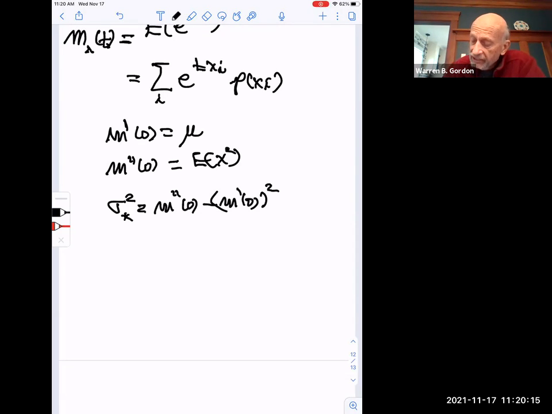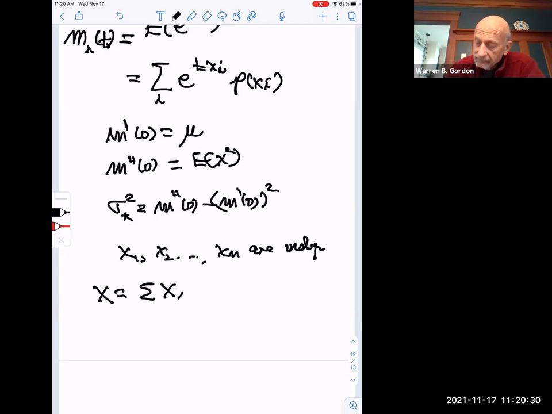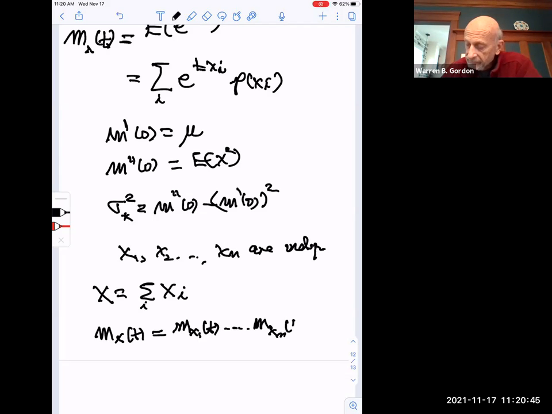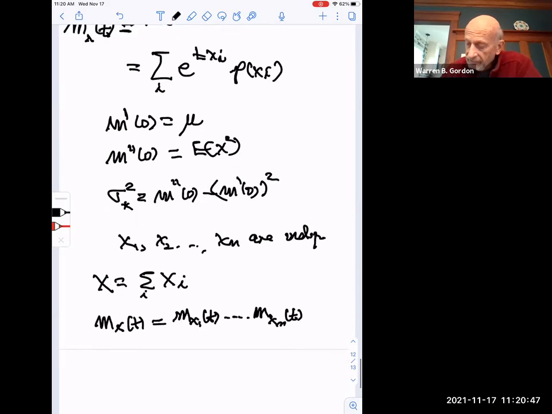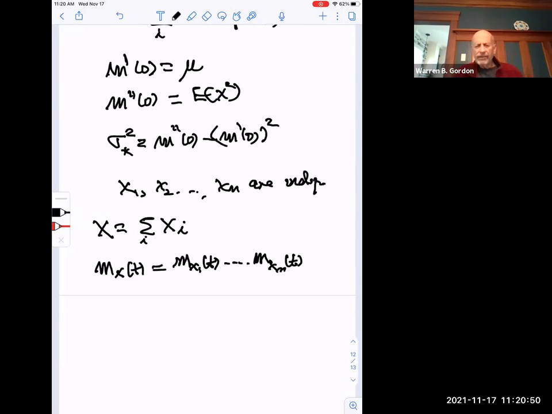We know if x1, x2, through xn are independent, and x is equal to their sum, then the moment generating function of x is the product of the moment generating functions. And those are the key results for the moment generating function.